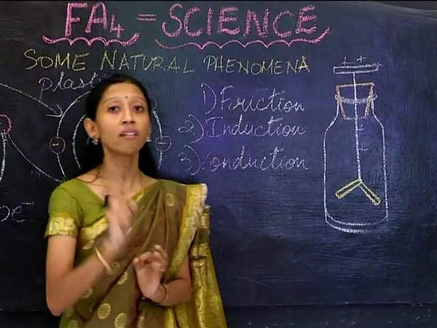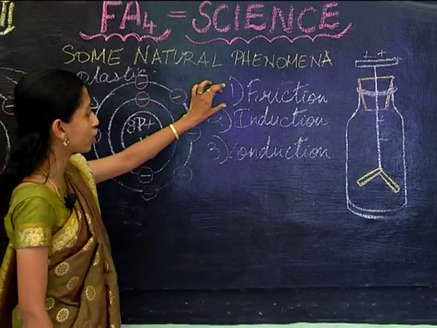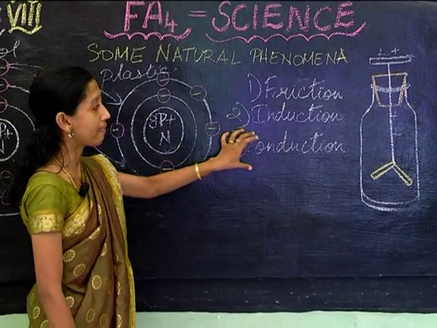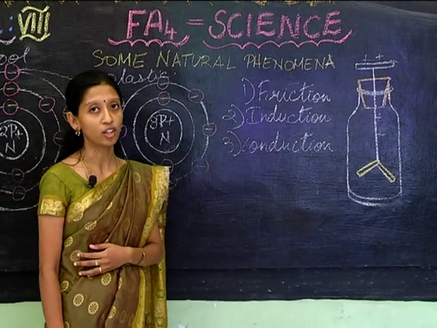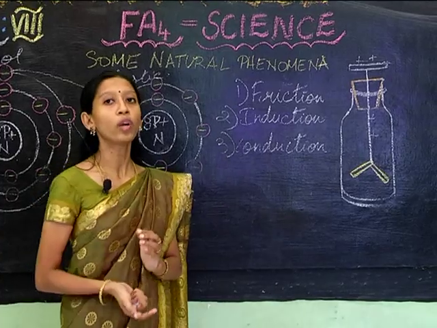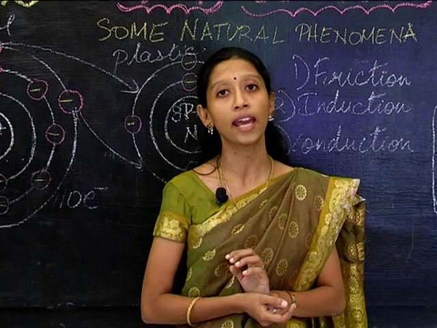So far we have seen three ways by which we can charge an object. The first one is by friction, the second one is by induction, and the last one is by conduction. Now we are moving on to lightning. As I mentioned earlier, Benjamin Franklin's experiment.